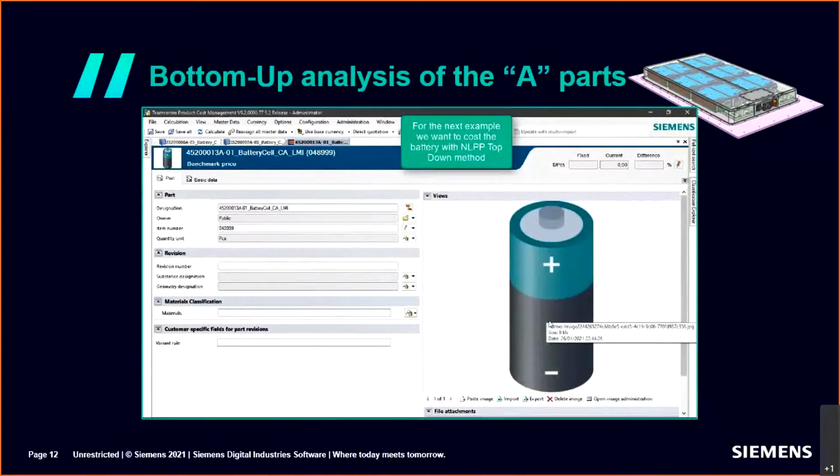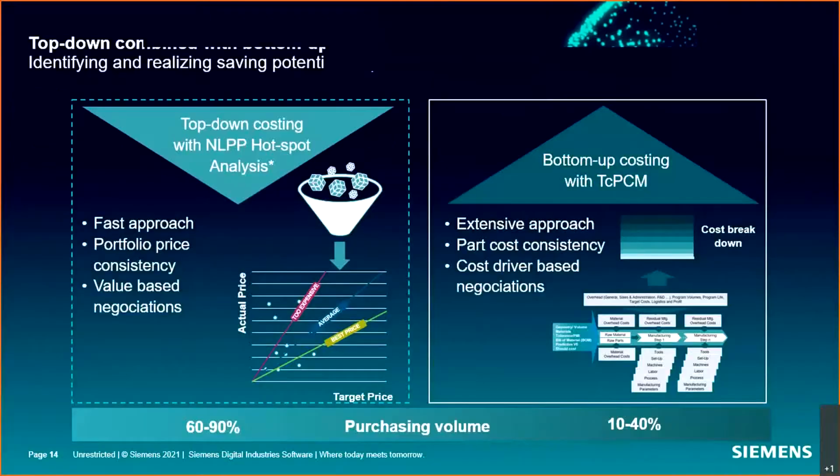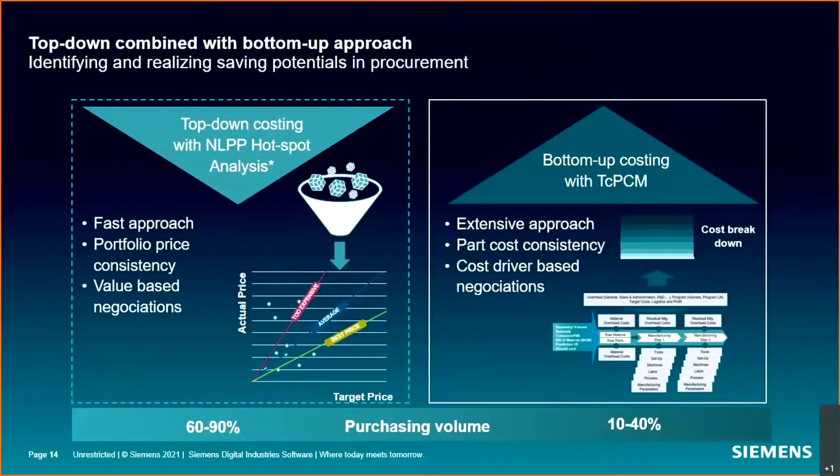Yeah. So basically, what we do is, okay, this was very nice. How do we cost the rest of the parts? Yeah, this is why we will enter this new top-down methodology, where we have here on the left this new top-down costing with NLPP hotspot analysis. Yeah. So basically, what I see here is that this is a much faster approach than bottom-up. Yeah, a very nice, consistent portfolio price consistency.